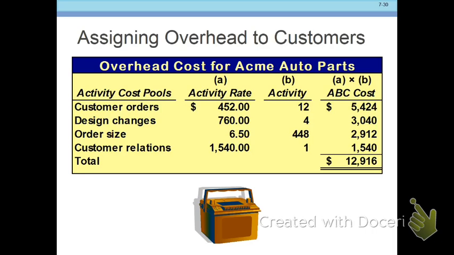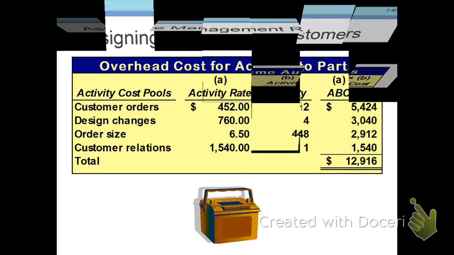So now we're going to look at activity part, Acme Auto Parts. They placed 12 orders. Each one order takes $452. So the total amount of money that that customer cost us, if you will, is $5,424 based upon orders. Design changes were 3,040. Order size 2,912, and customer relations 1,540 multiplied by 1 gives us 1,540 to maintain that customer's records in our account, customer service, what have you.